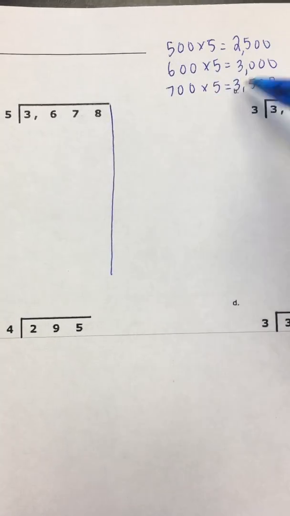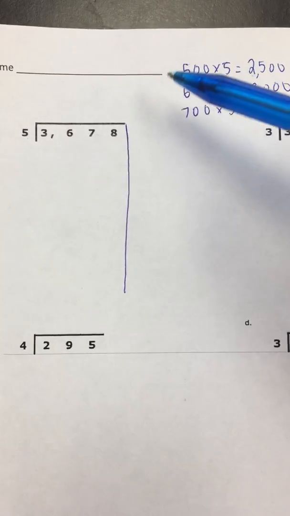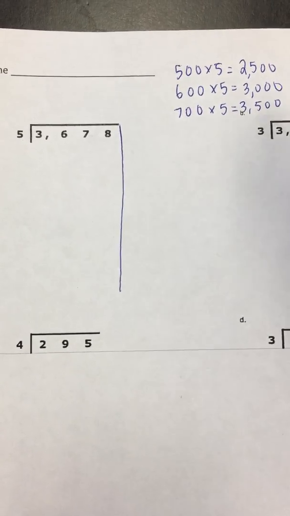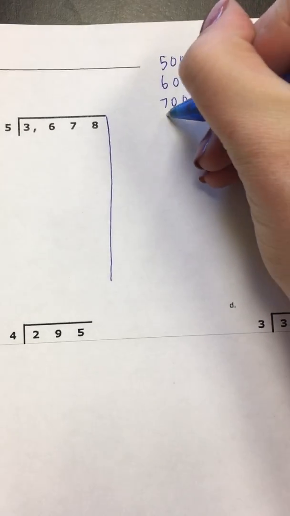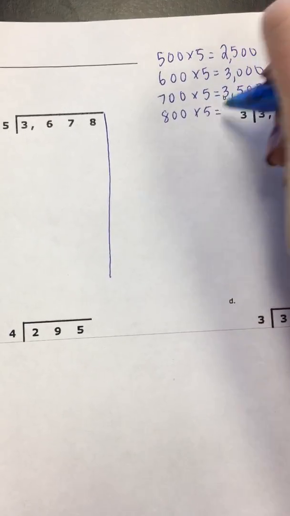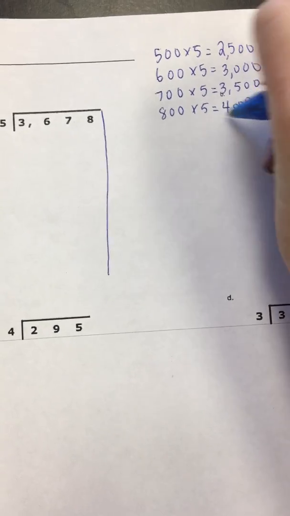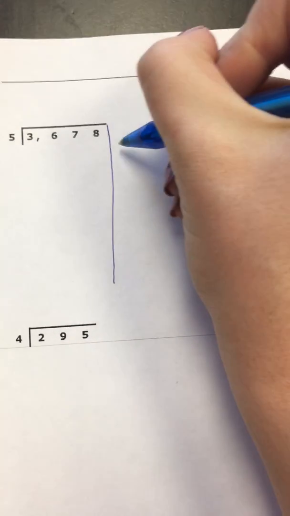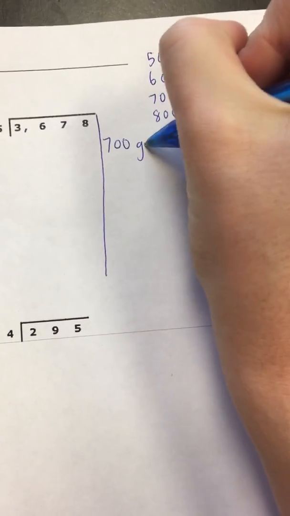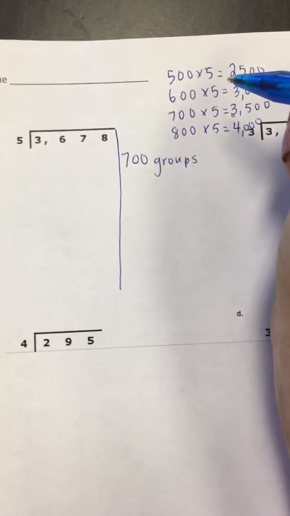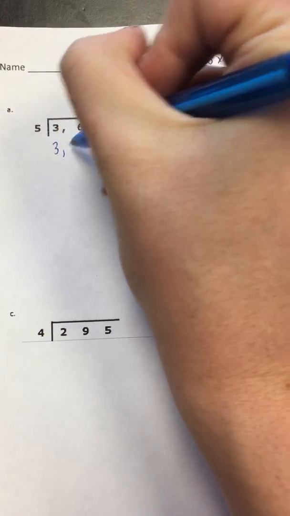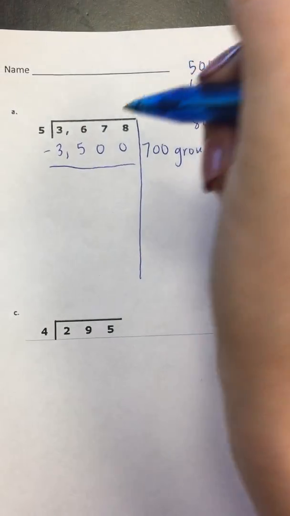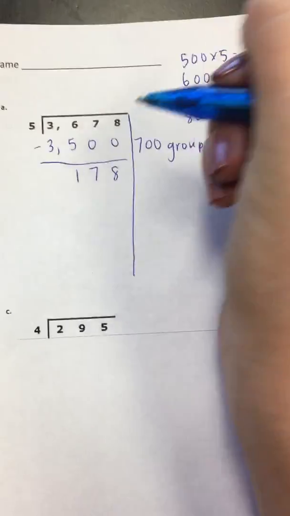And this work over here seems very tedious in the beginning, but as they continue to practice, this will become a lot easier for them to think about. So 700 groups of 5 is going to be what we want to start with, because 800 groups of 5 is too many. We don't have enough. We don't have 4,000 to do that. So we're going to first take away 700 groups of 5, which is 3,500. After I take away those 700 groups, I'm left with 178.